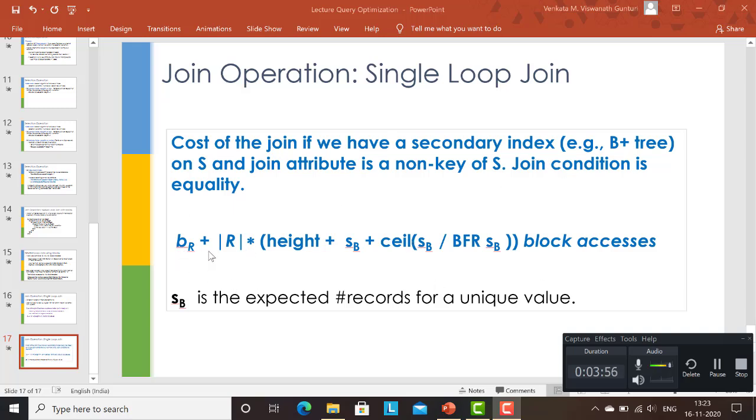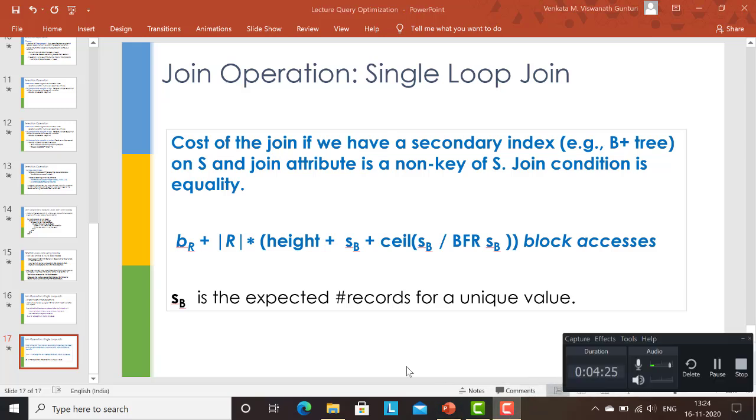You loop over the outer relation, and then for every tuple you search on a B plus tree which is sitting on a non-key attribute. So the total number of block accesses just for the algorithm will be this much, right? And as I always say, plus some additional disk block accesses for storing the intermediate results, right? So that part we'll ignore in this course.